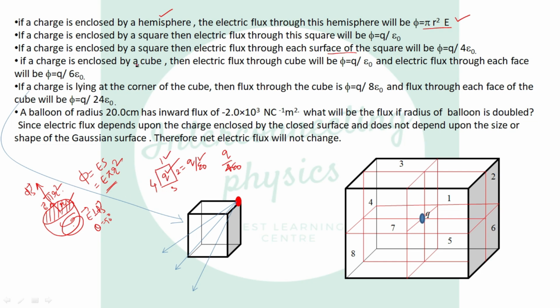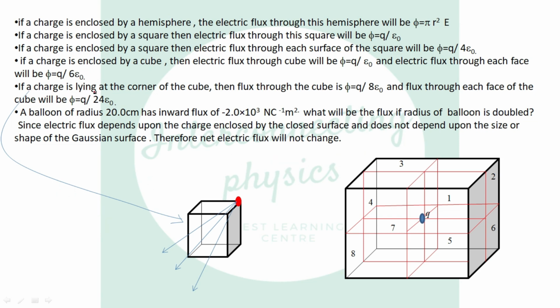Now if a charge is enclosed by a cube, let us say charge is here, then the electric flux will obviously be Q over epsilon naught, and we want the electric flux through each face. How many faces does the cube have? 1, 2, 3, 4, front 5, back 6. 6 surfaces, and through each surface it is divided into 6 parts, that is Q over 6 epsilon naught.